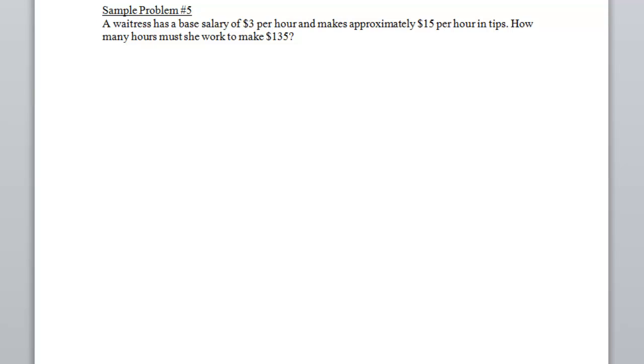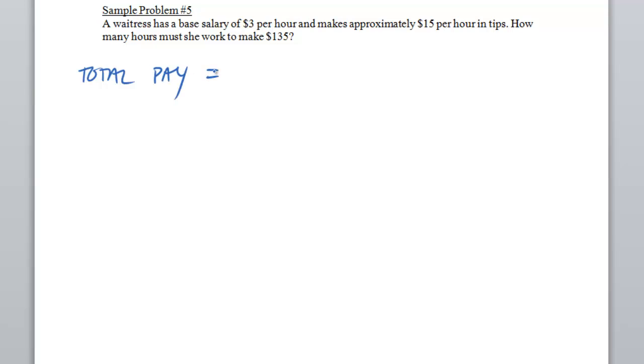First thing I want to do, I'm going to read this problem and see if I can come up with a verbal model that represents the scenario. It says a waitress has a base salary of $3 per hour, makes approximately $15 per hour in tips. How many hours must she work to make $135? Well, first off the bat, whatever it's asking me to find, that's typically going to represent my variable. So let's talk about this. We're looking for total pay.